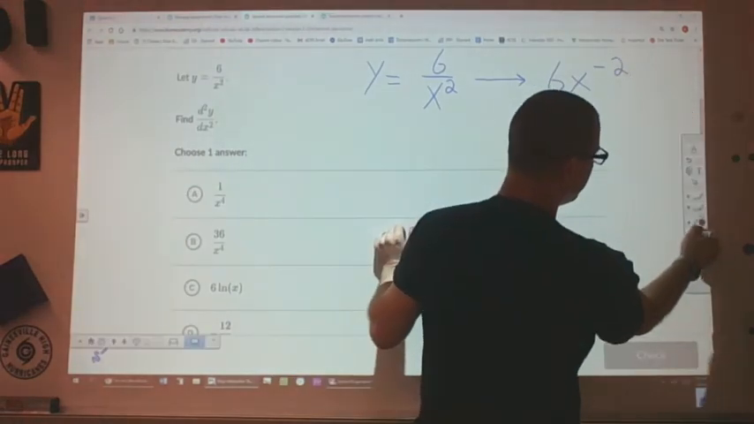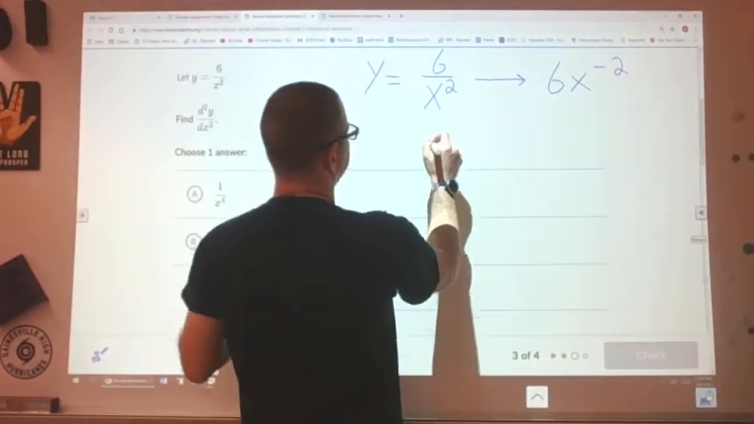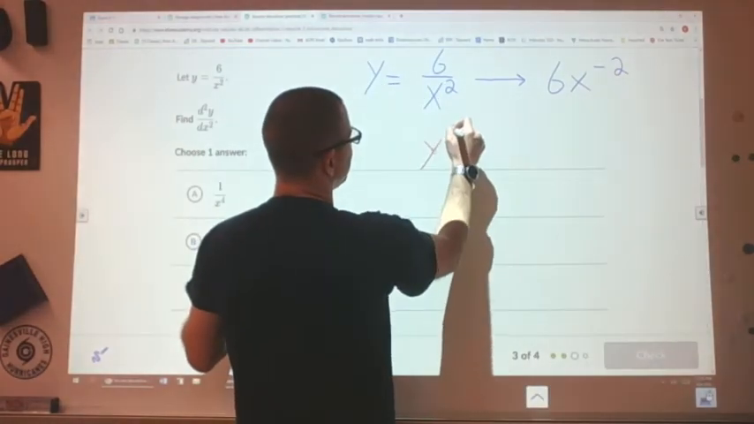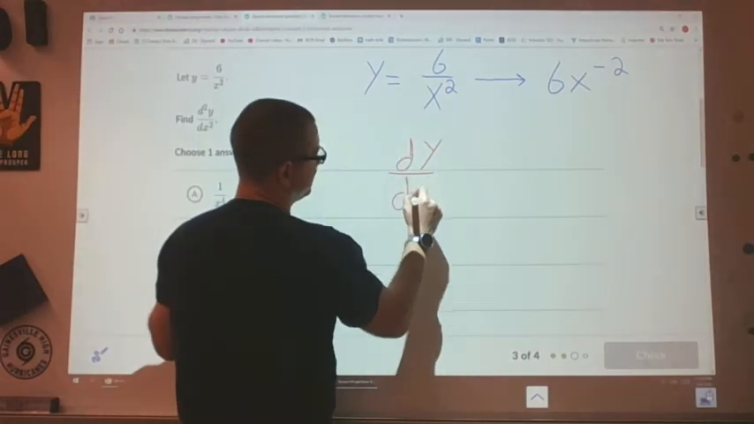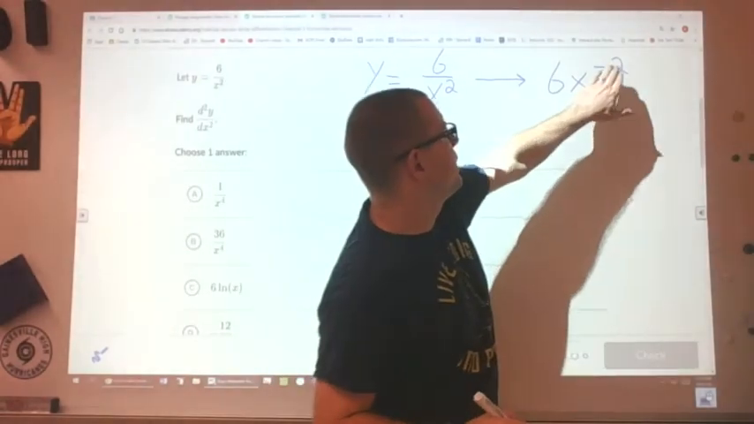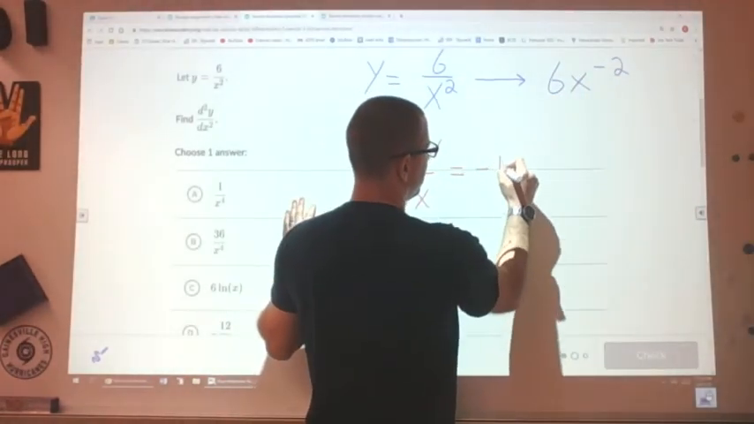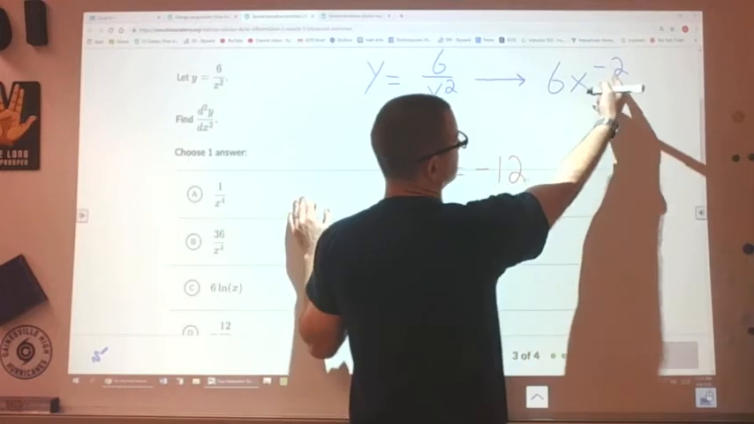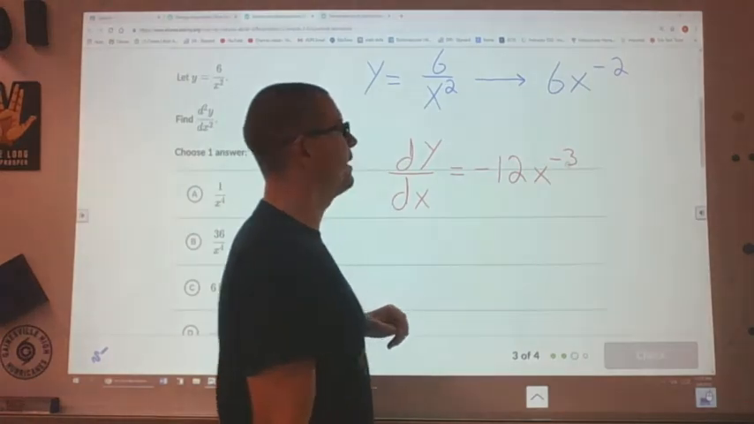And then again, I'm going to go through my derivative, bringing the exponent down. So our first derivative, y prime. Well, let's do it like this. So dy over dx. Let's use their notation. I would bring the exponent down, so negative 2 times 6 is negative 12. And then subtract 1, negative 2 minus 1 is negative 3. So that's my first derivative.